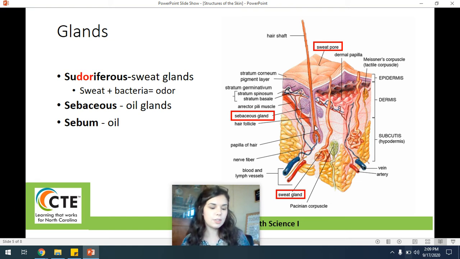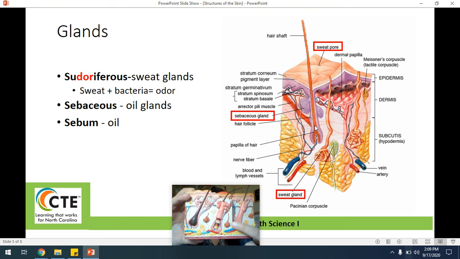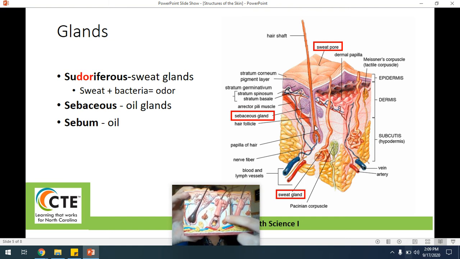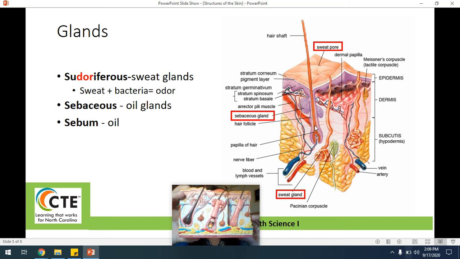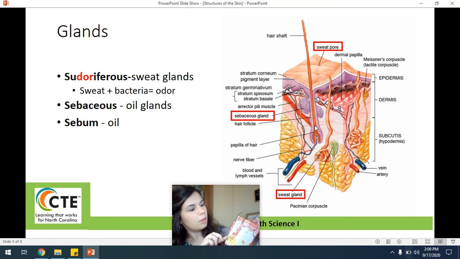And so you have two different types of glands. Here on our model, these curly pieces down here, here, and here, those would be sudoriferous glands. And then I'm trying to see if they have sebaceous glands on here.